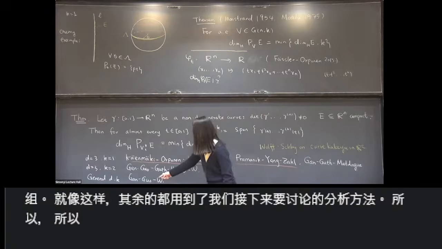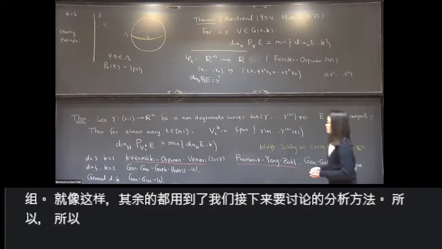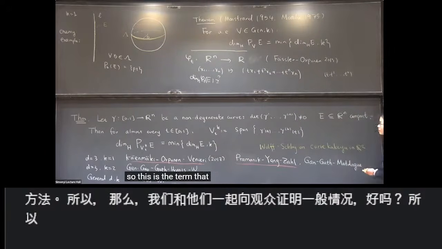So with Gan and Guo, we proved the general cases for all d and k, with k smaller than or equal to d. So this is the thing that we are going to talk about.